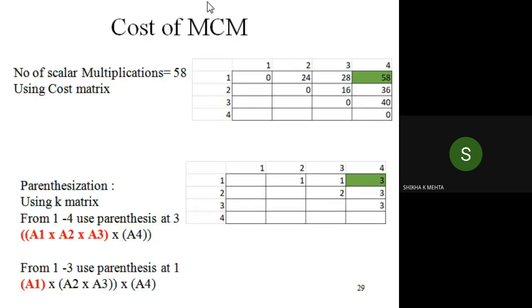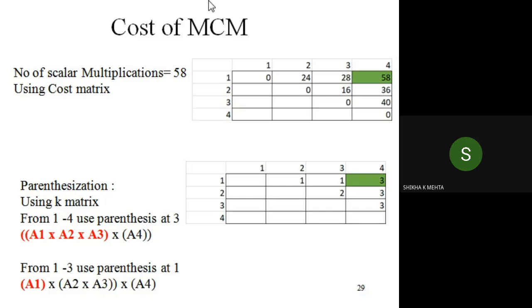So corresponding to this 58 from the cost matrix, the parenthesization using the k matrix from 1 to 4 says use parenthesis at 3. So we put the parenthesis between a1 to a3 and a4. This is the first level of parenthesis that we have done. Now we have a1 to a3. From 1 to 3, where do we put the parenthesis? Here the k value is 1, so we will put the parenthesis at 1.